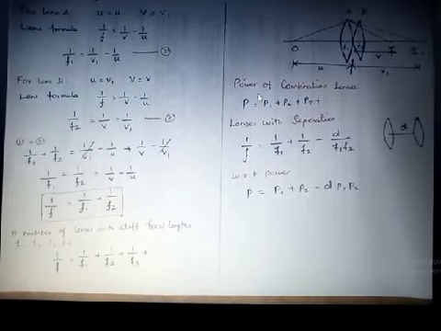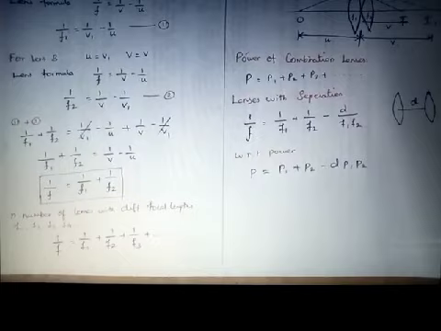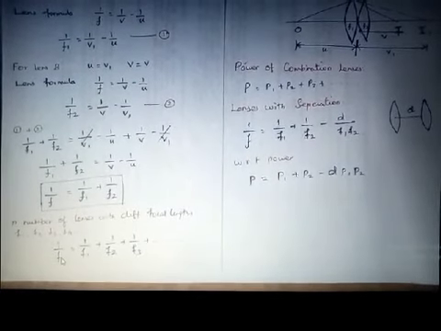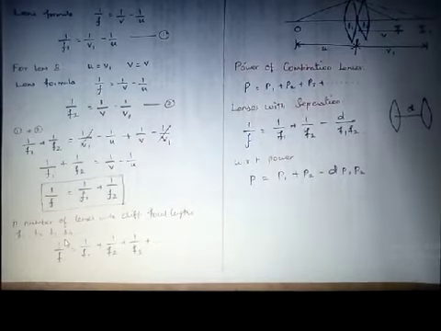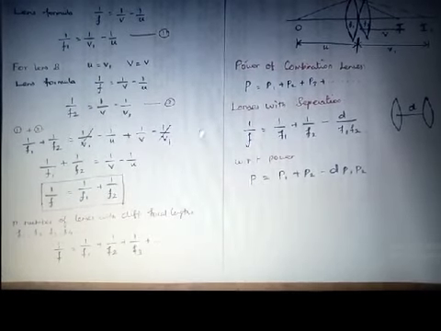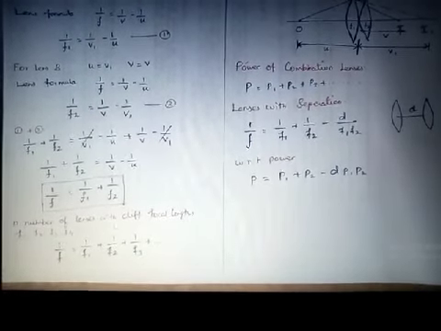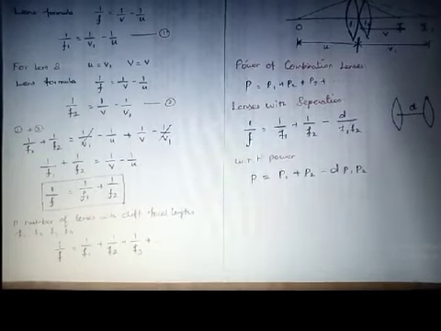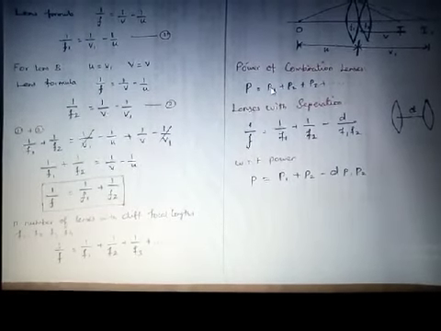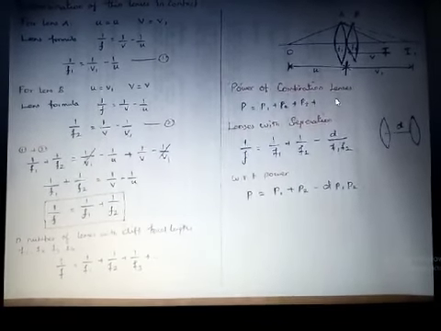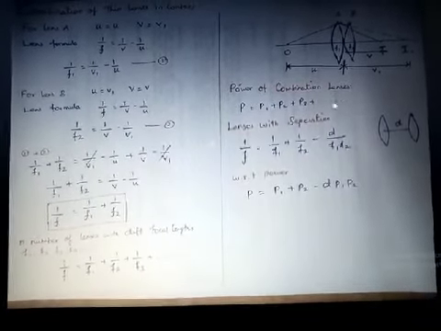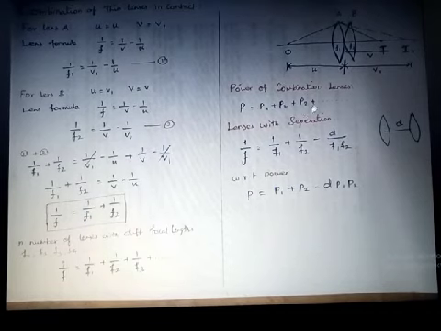And if you consider the power of a combination of lenses, we already know that P is equal to 1 by f. That is the relation we already know. Power is equal to the reciprocal of focal length. So 1 by f is written as P, 1 by f1 is written as P1, 1 by f2 is written as P2, 1 by f3 is written as P3, and so on. Okay. So this is the power of a combination of lenses.